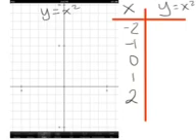Okay? So first, let's get the y coordinates. Negative 2 squared is 4. Negative 1 squared is 1. 0 squared is 0. 1 squared is 1. 2 squared is 4. So all I've done is I've taken this x coordinate, subbed it into that equation, and gotten my y coordinate.